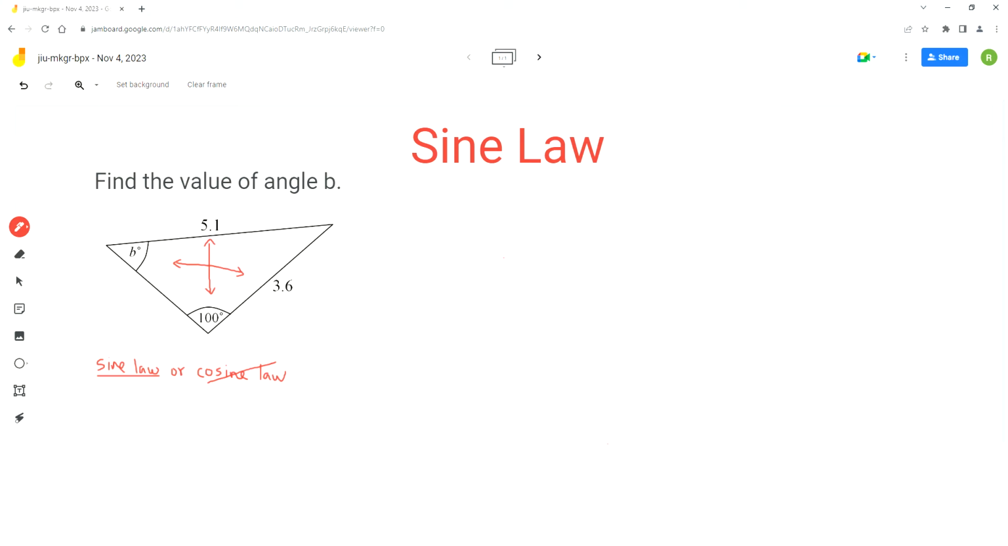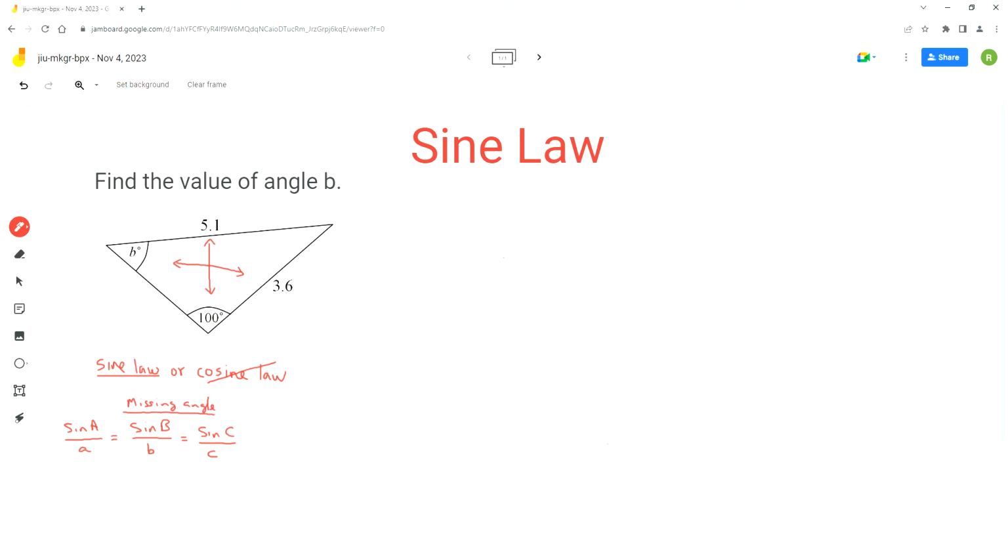Now the sine law equation can be written in two ways. So the first version is the sine of angle A over a equals sine of angle B over b equals sine of angle C over c. The uppercase letters represent angles and the lowercase letters represent side lengths opposite to those angles. Now we use this version because the angles are in the numerator. So this version is used when you have to find a missing angle.